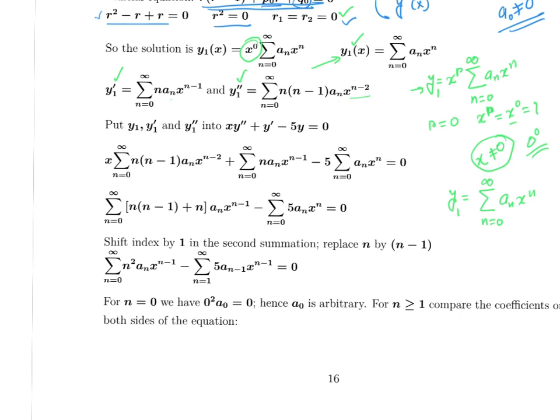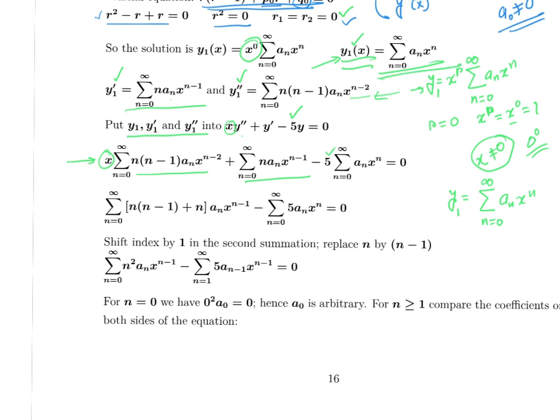And I'm going to take these values of y1, y1 prime and y1 double prime, and plug them into the original equation. If I do that, this is what I get. Just look, you have an x here, times y double prime. I found y double prime right here, so I just plug it in. Then y prime, which is this, that is the same as this, minus 5 times y, or y1 rather. Okay, so that's going to be this.